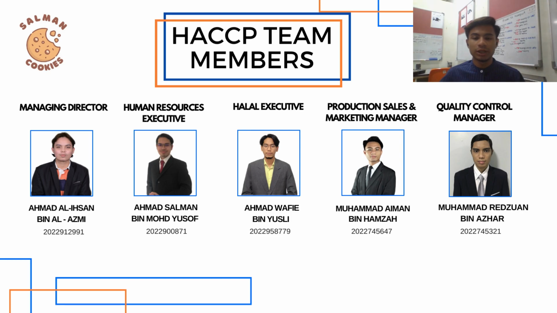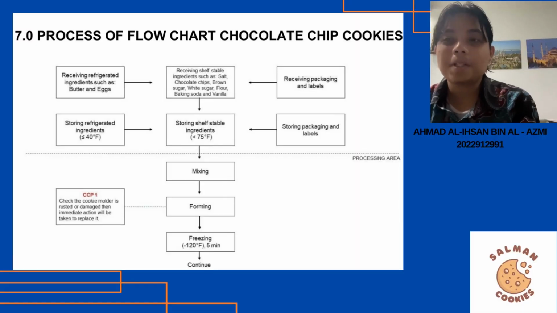Next, we proceed to our HACCP team members of Salman Cookies Enterprise. The first is Ahmad Al-IHSAN bin Al-AZMI, our managing director. The second is Ahmad Salman bin Yusuf, our human resources executive. The third, an important person in this company, is halal executive Ahmad WAFIE bin YUSLI. The fourth is Muhammad AIMAN bin HAMZAH, our production sales and marketing manager. Last but not least, Muhammad REDZUAN bin AZHAR will carry out the responsibilities of quality control manager, or QC manager.